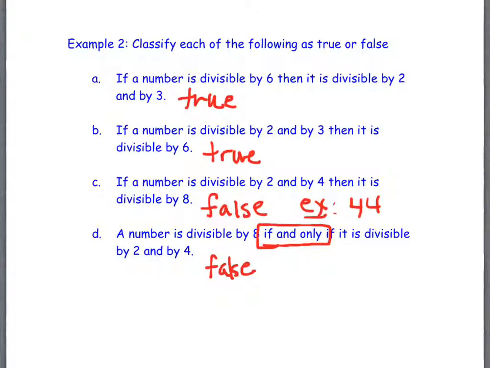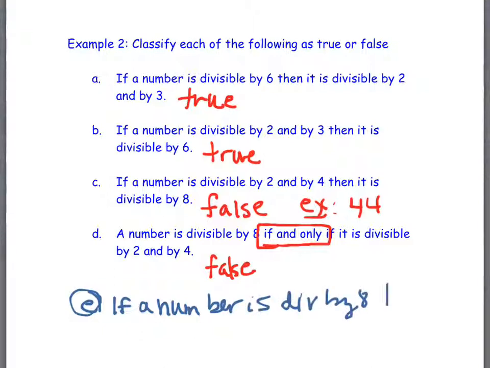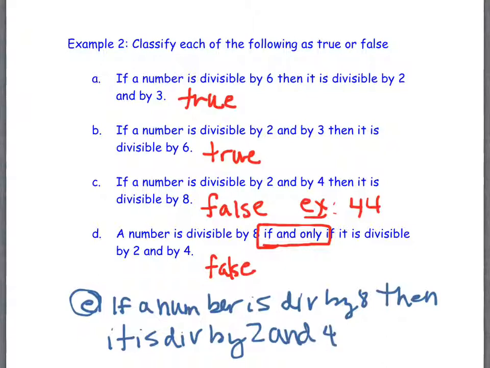So let's pause for a moment. Let's call this example E. And let's say we had the same thing, but instead of having the if and only if, it just said the following. If a number is divisible by 8, then it is divisible by 2 and 4. Then that is true. If it's divisible by 8, it is definitely divisible by 2 and 4.